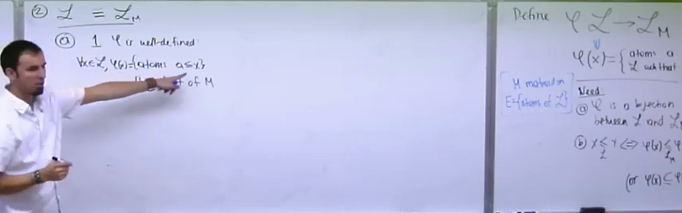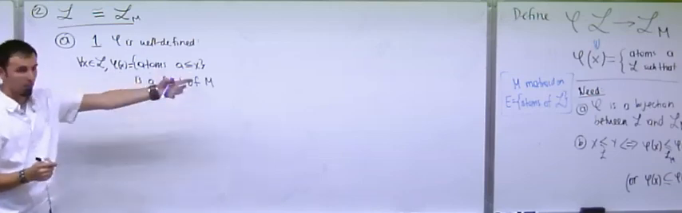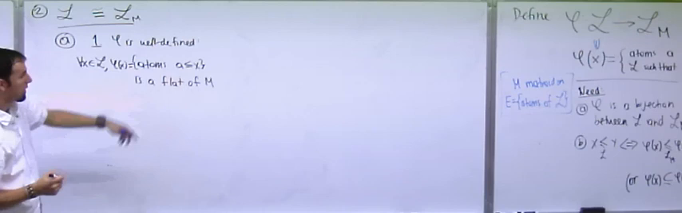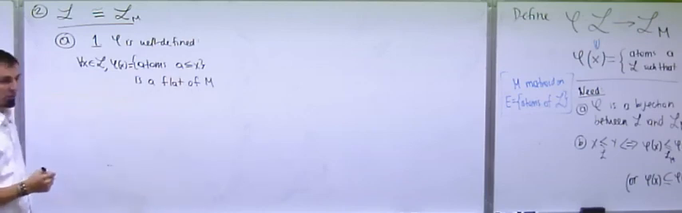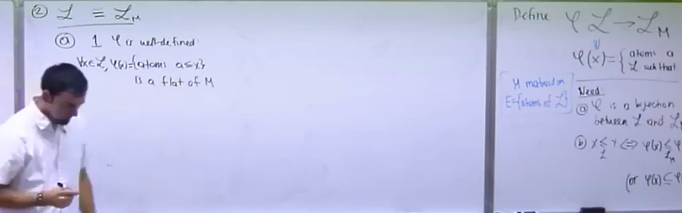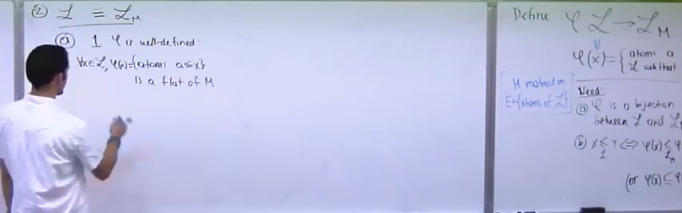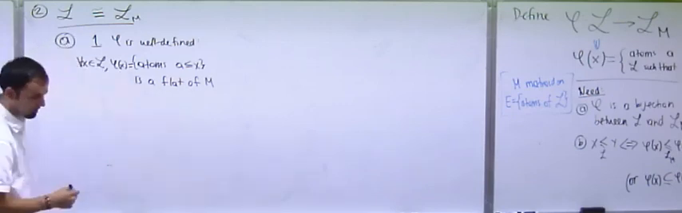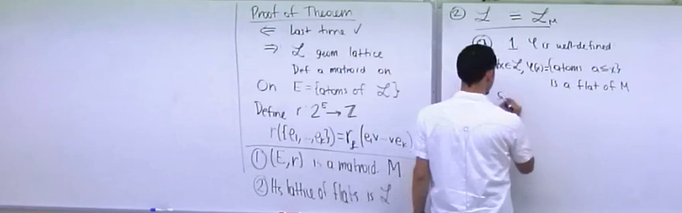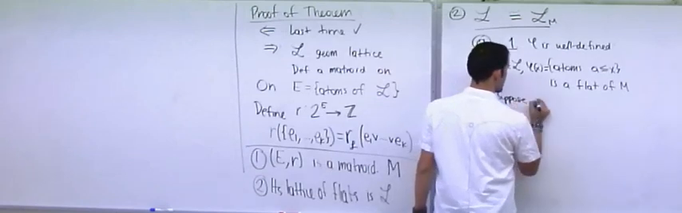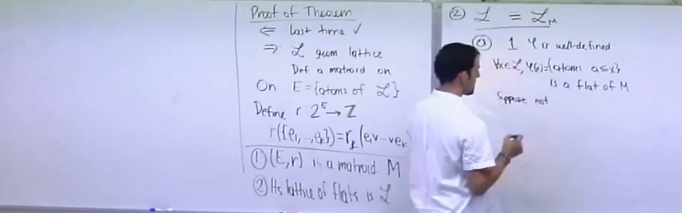The atoms that are under X better be an element of L sub M. It better be a flat of M, so I need to show that. So let's call it, well, I called it phi of X already. Suppose it's not a flat.